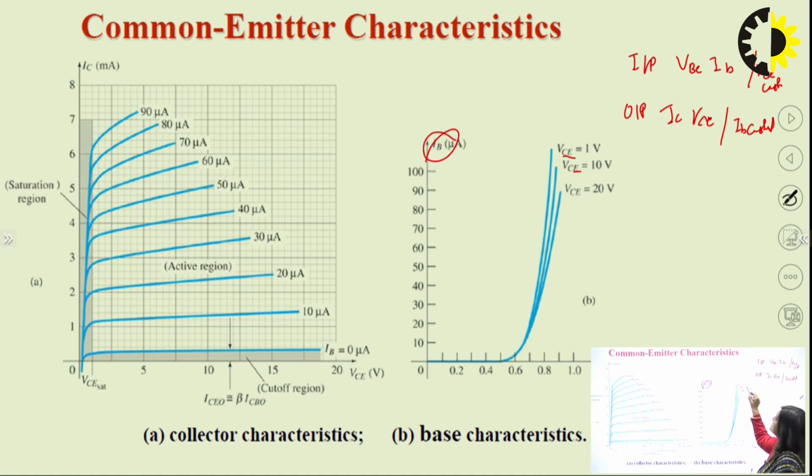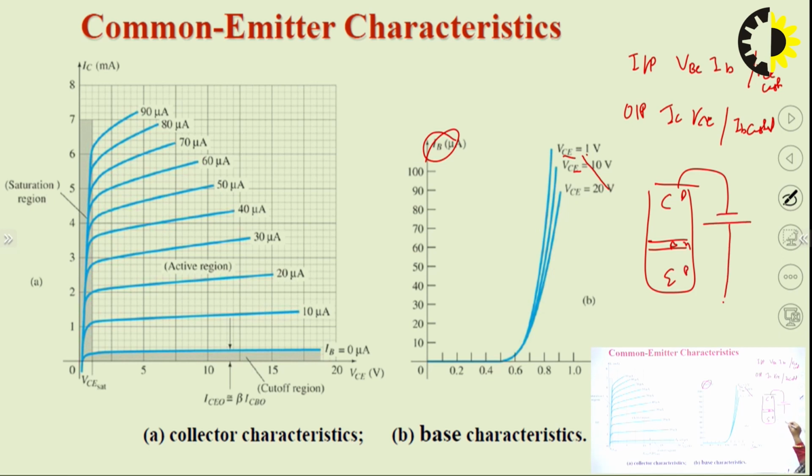So while increasing this VCE, this is the emitter, this is the collector, and this is the base region. So we have reverse biased this. If this is PNP, we make this negative and this positive. So this VCE is in reverse bias, and that's why this VCB region will also be in reverse bias. So if we increase this VCE, this VCB will also increase. The reverse bias here will also increase.